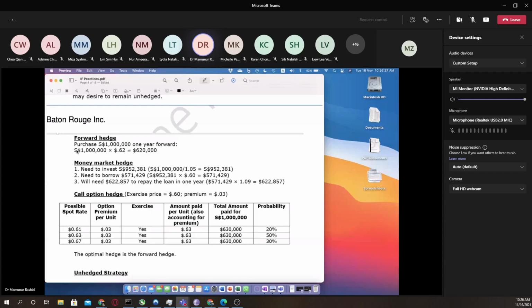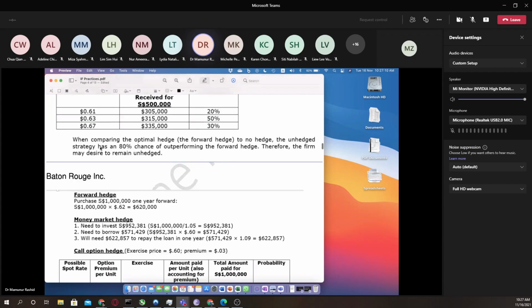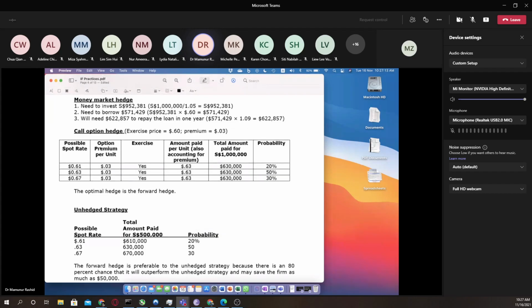The forward rate is 0.62. So forward hedge will tell you 620,000 US dollar needed in order to pay for 1 million Singapore dollar. Money market hedge is opposite to receivable. In payable, money market hedge is invest, convert, and borrow. If you go to the receivable, it is borrow, convert, and invest. And in payable case, it's invest, convert, and borrow.